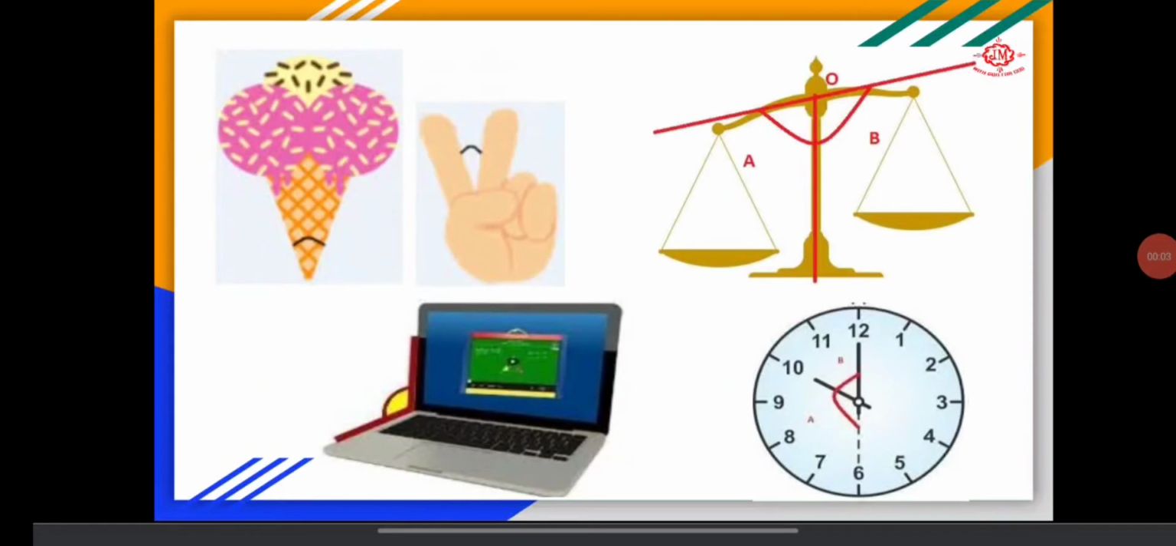Angles are a part of our daily life. In all these objects too, we can see angles. When we look at the ice cream cone, we can see an angle. We can also see how an angle is formed between the two fingers, the weighing scale, the laptop, and even in the hands of the clock. We can see angles everywhere.